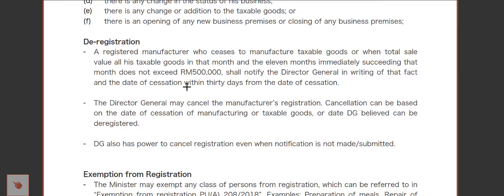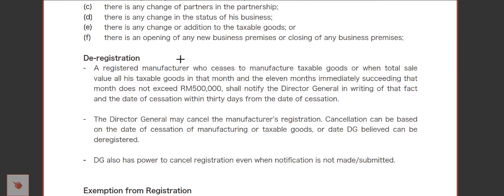Okay. Now, deregistration. Basically, deregistration means you will be taken out of the sales tax registration, so you don't have to impose sales tax on things that you're selling in the future. You can deregister when you cease to manufacture taxable goods, or when the sale of the taxable goods is below the threshold. When this happens, you should inform the Director General in writing, stating the date of the cessation, within 30 days from the date of cessation.